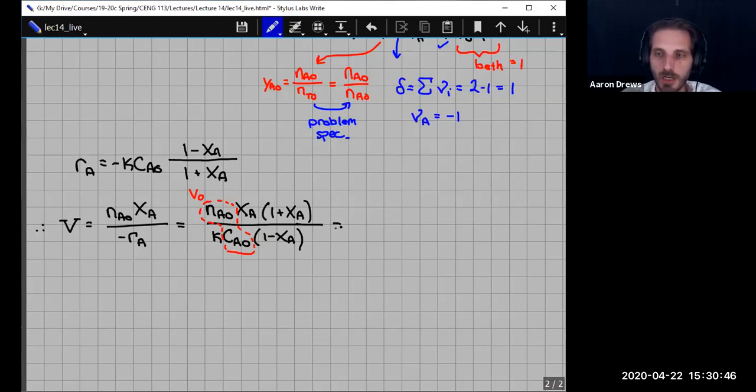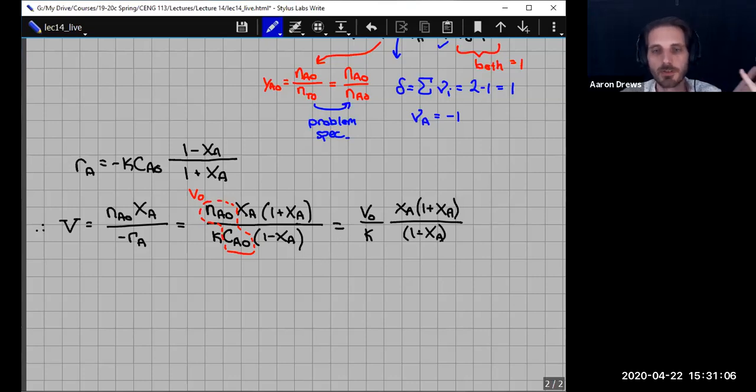All right, so if we do that substitution, then we're left with V0 over K, V0 over K times XA (1 + XA) divided by (1 - XA).